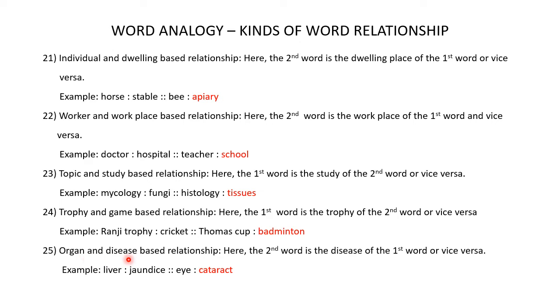Organ and disease-based relationship. Here, the second word is the disease of the first word or vice versa. For example, a liver disease is jaundice. Similarly, an eye disease is a cataract.